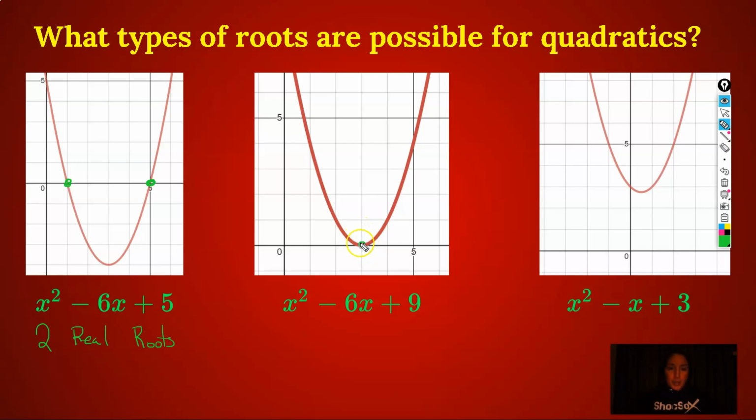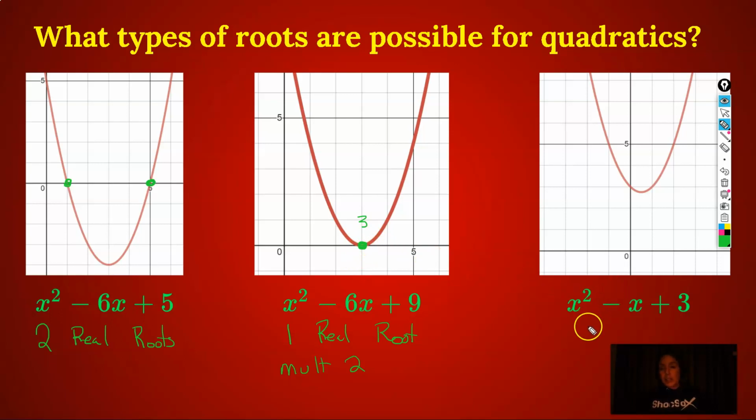Well, your parabola could hit at exactly one spot on the x-axis, so you have one real root, but it has a multiplicity of two. For instance, our root for this quadratic is going to be 3. But the multiplicity of 3 is going to be 2. So we have one root, but it occurs twice. So it's the same root. It's equal. Okay, so that's another situation.